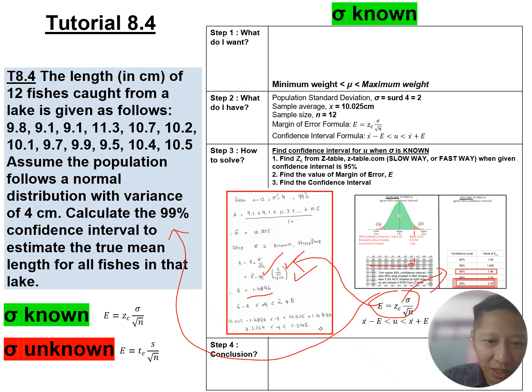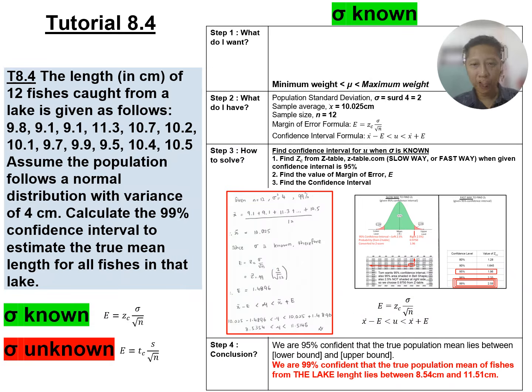Place the E into the confidence interval formula there. So we're going to get the range to represent the population mean of the length: 8.53 to 11.51. So we can write the conclusion as below here. We are 99% confident that the true population length of fish in the lake lies between these two numbers.